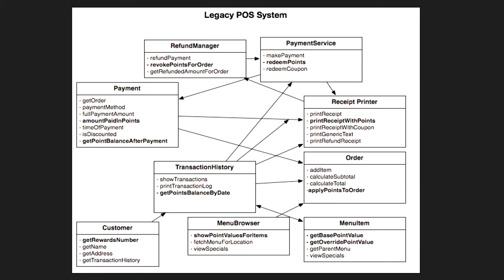Let's take a little closer look at our legacy ball of mud POS system, or at least a subset thereof. Holy crap. I think I see some bidirectional dependencies. Transaction history depends on receipt printer, which depends on payment processor, payment service, and we got a customer over there. I've highlighted in bold all of the things that mention the word point, and they're kind of all over the place. God, what's up with that?